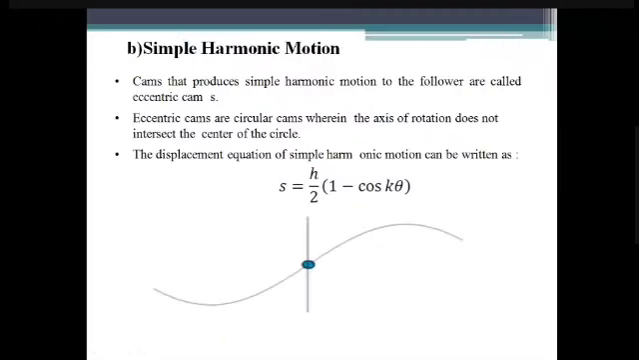So simple harmonic motion is very important. The cam that produces simple harmonic motion of the follower is called an eccentric cam. Eccentric cam looks like this, yes, there is a very smooth curve.